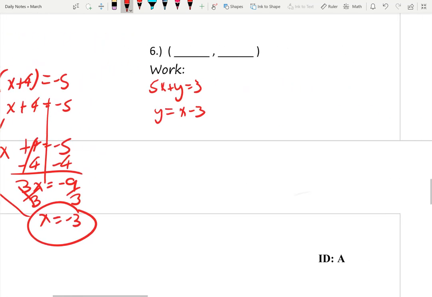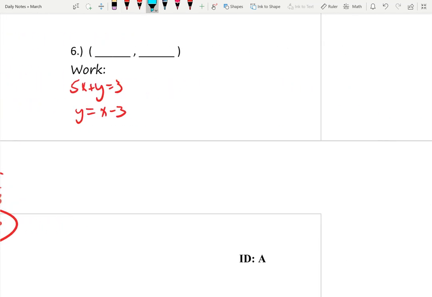Number 6, in our last substitution problem, again, it's pretty much the same as all the other substitution problems. So if you want to, maybe pause the video and try this one out on your own, that would be encouraged, and see how you do. All right, so we're going to plug in x minus 3. So we're going to have 5x plus x minus 3 equal to 3. Remember, this is where y was. I've taken the y out, put x minus 3 in its place.